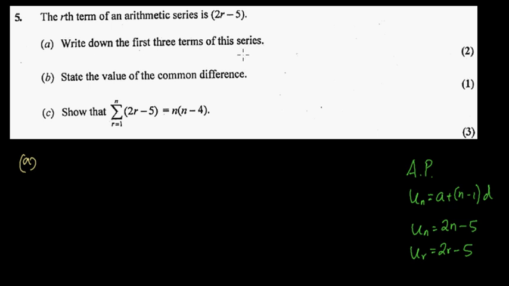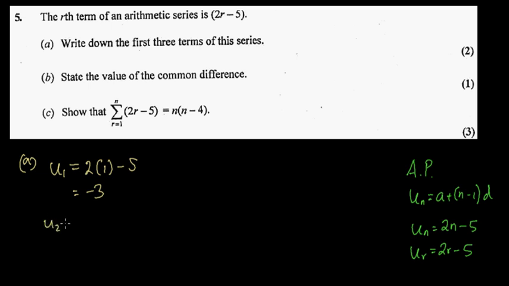So write down the first three terms. So the first term would be u1. u1 means just put the value of 1 here. It would be 2 into 1 minus 5. This would be minus 3. This is more of a recursion series of a sum where they give the nth term and the next term has to be found. It's something like that.